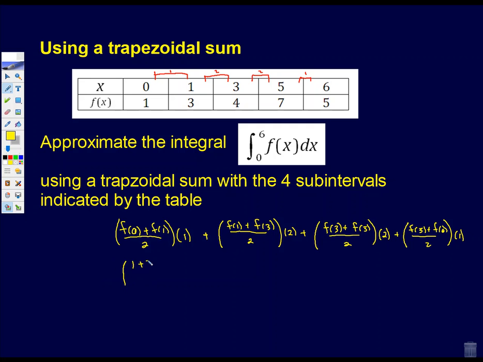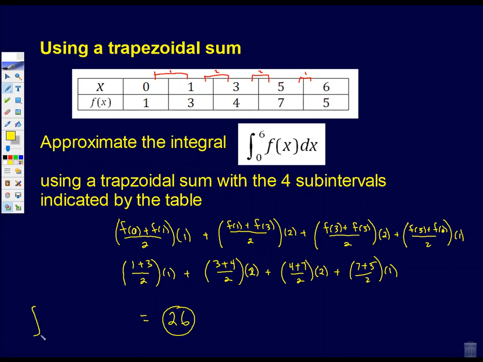So I'm averaging 1 and 3. Then 3 and 4. Then 4 and 7. And then 7 and 5. I encourage you right now to maybe pause the video and calculate this grand total on your own. In a minute, I'll write the answer in. And the answer I got here is that this is equal to 26.